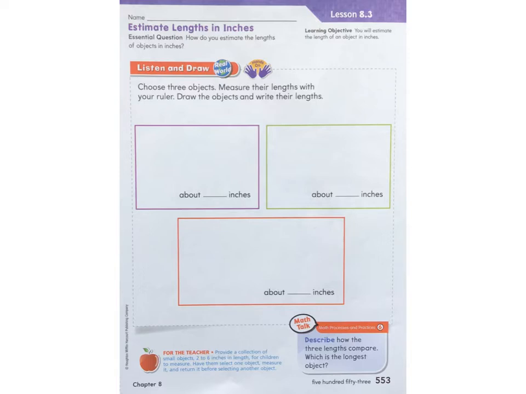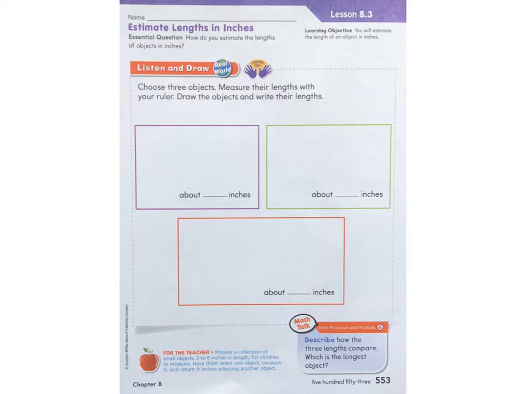Boys and girls, you should be on page 553 in your Go Math workbook. On this page, you're going to choose 3 objects from your house and measure their lengths with your ruler. Then draw the objects and write their lengths. So look around your house and find 3 objects.